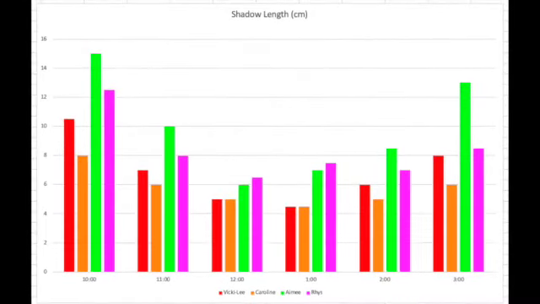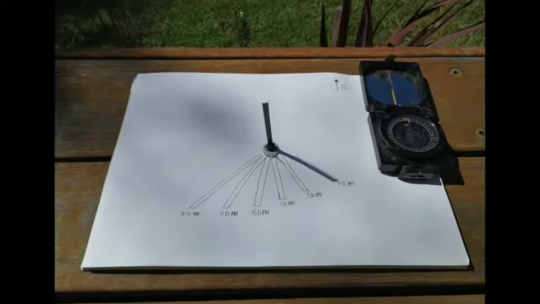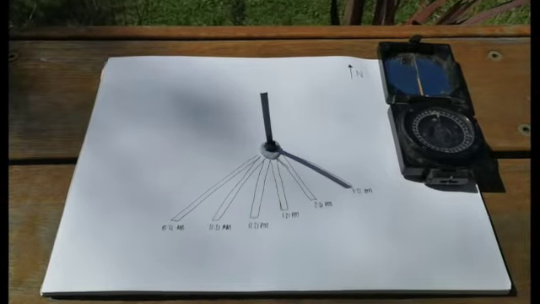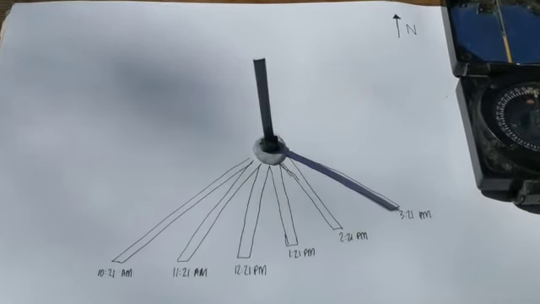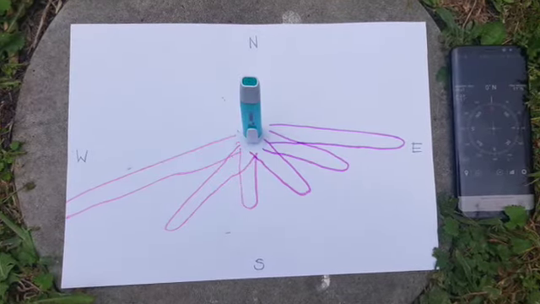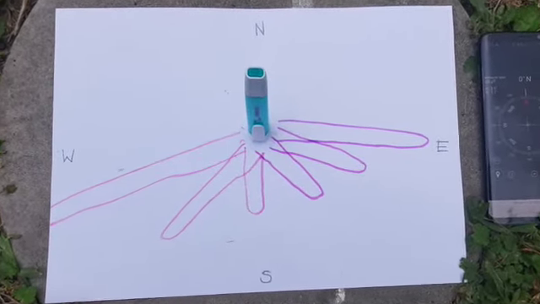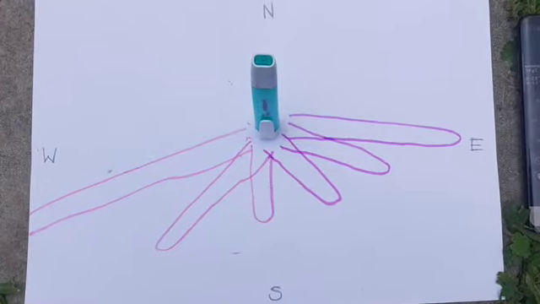class results. We found that the shadow of our stick moved in an anti-clockwise direction from west to east. The length of the shadow was longest at the start of the day, shortest at the middle of the day, either at 12 o'clock or 1 o'clock, and grew longer in the last few hours of the day.